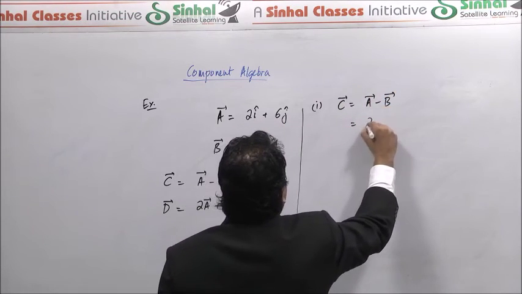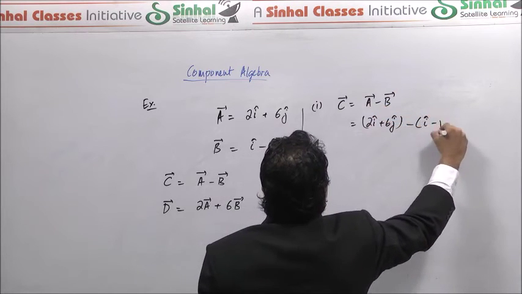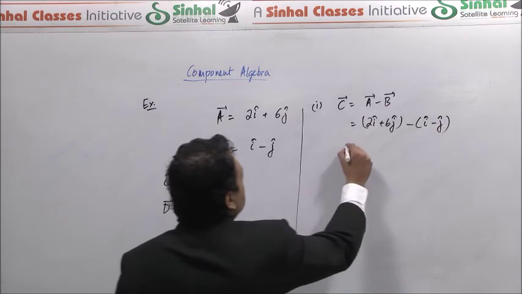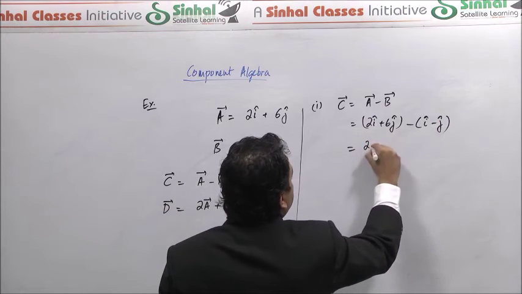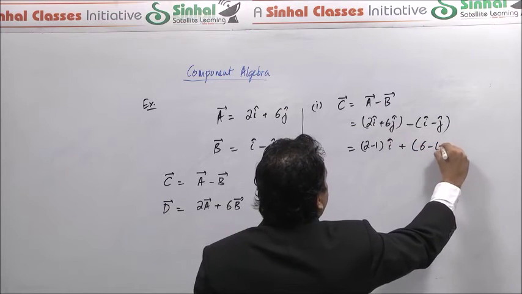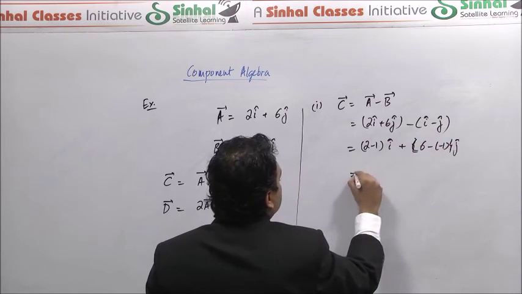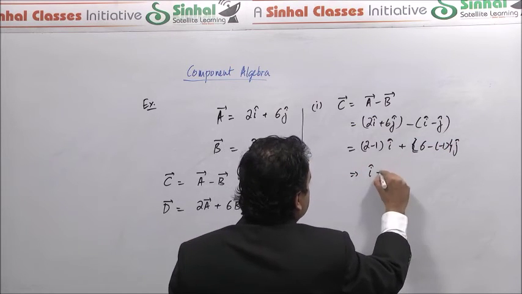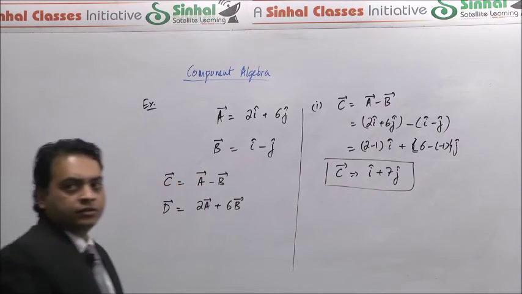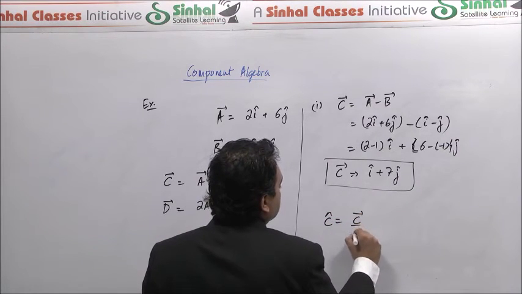So it is 2 i cap plus 6 j cap minus of i cap minus j cap. As you can see, the x component will become 2 minus 1 and the y component will become 6 minus of minus 1. So this becomes i cap plus 7j cap. That is the vector C itself, right? And the unit vector of C is the vector C divided by its magnitude.